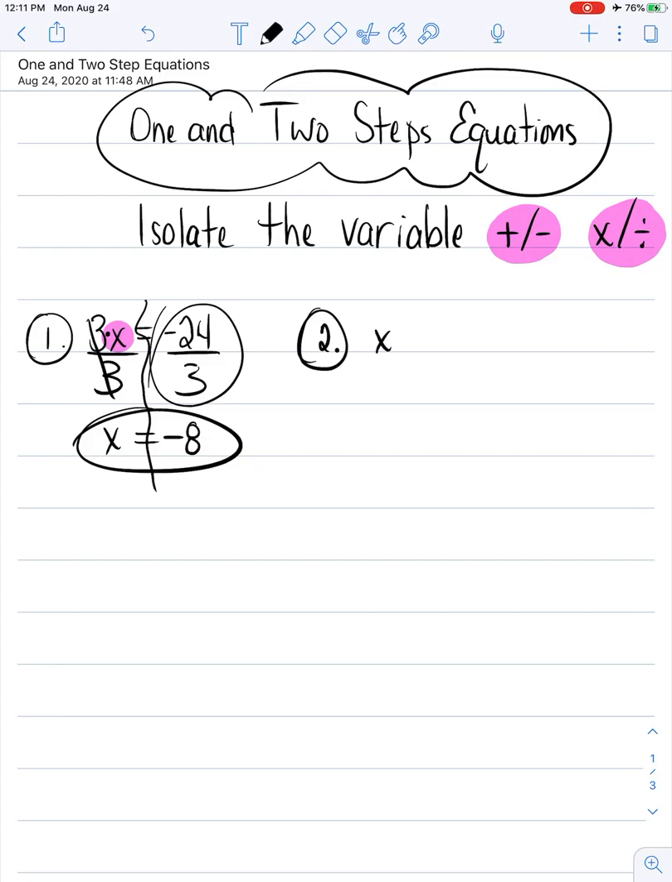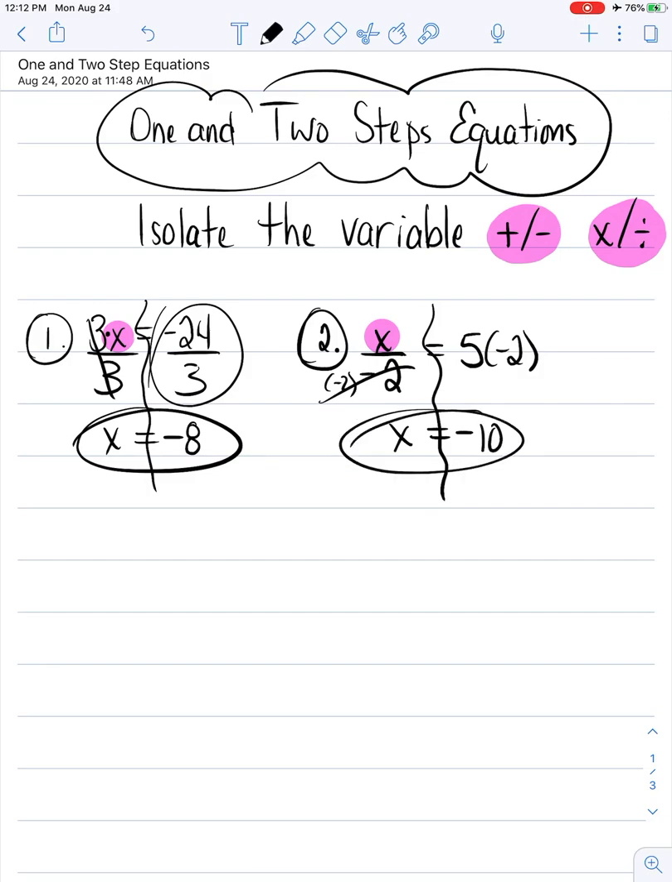Number 2, x divided by negative 2 equals 5. First, I split the equation at the equal sign. Next, I find my variable. And the only thing I see with my variable is a divided by negative 2. The opposite of dividing by negative 2 is multiplying both sides by negative 2. Now remember, that means 5 times negative 2. So x equals 5 times negative 2, different signs, my answer is negative, and 5 times 2 is 10. So negative 10 solves this equation.